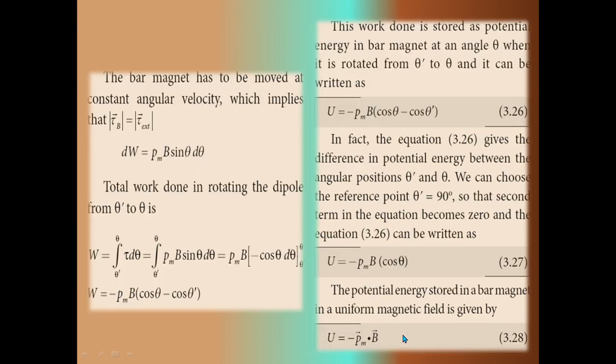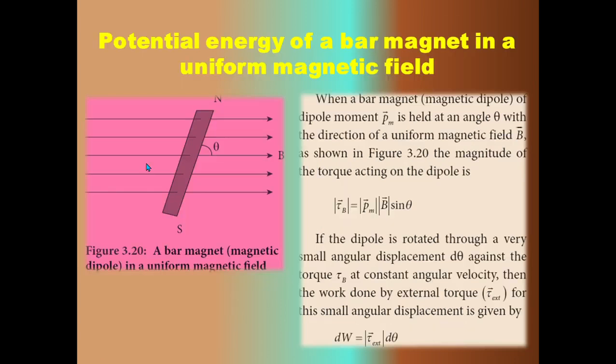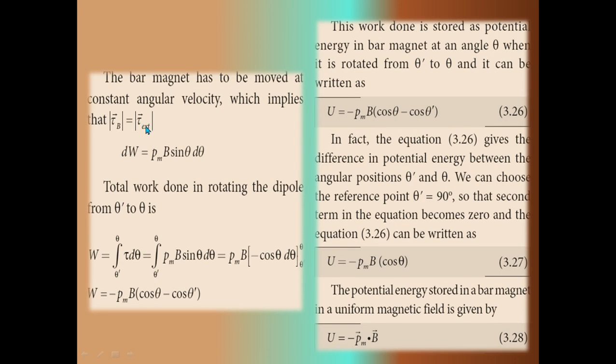Here the external torque is considered as a force, and d theta is the displacement. The next step: the bar magnet has to be moved at a constant angular velocity, which implies that modulus of tau B vector is equal to modulus of tau external vector. What is the formula for dW? dW is nothing but modulus of tau external vector into d theta. So here both the torques are equal; the external torque is nothing but the magnetic field torque.